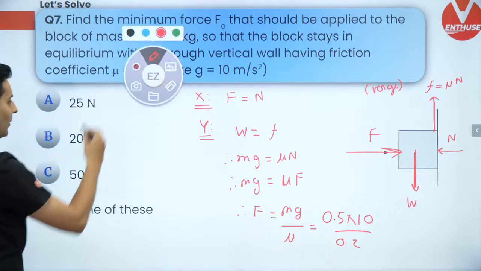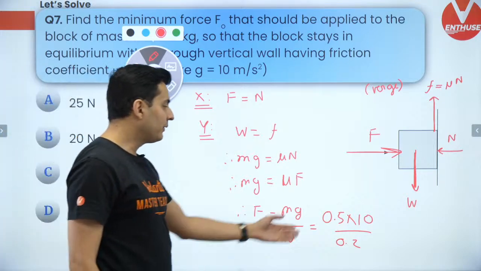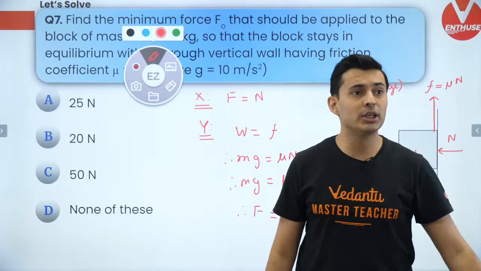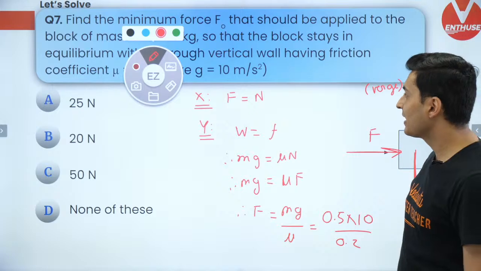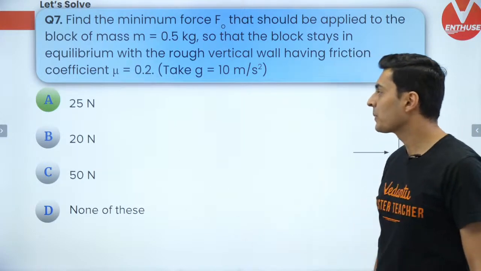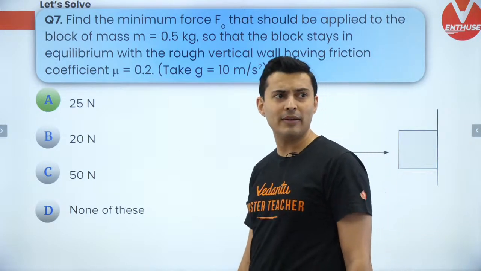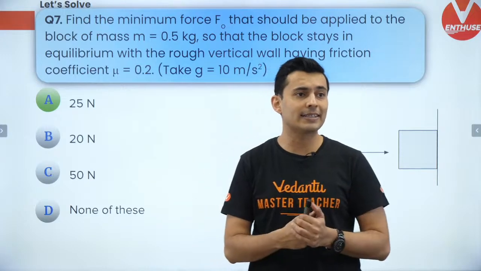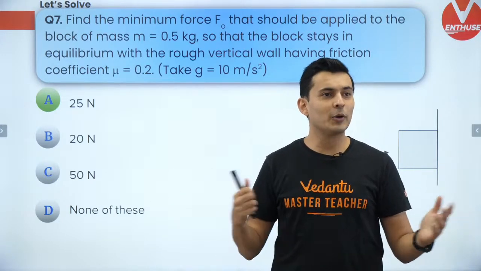Come on, what is the answer? 0.5 into 10, 5 divided by 0.2. Did you get it? Very good. That's the correct answer, 25 Newton. Very good.